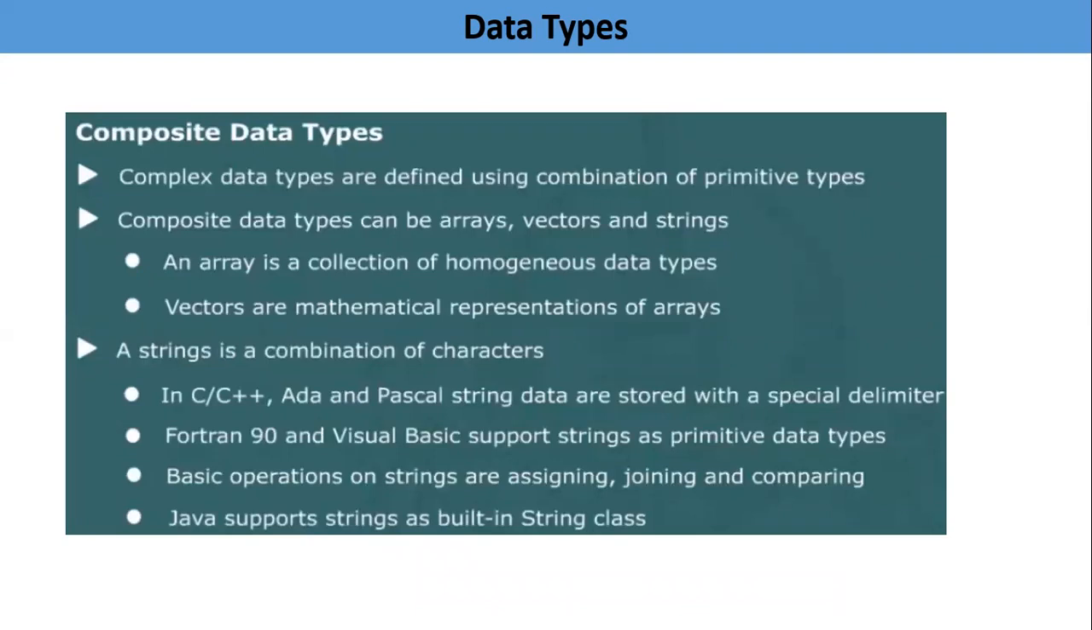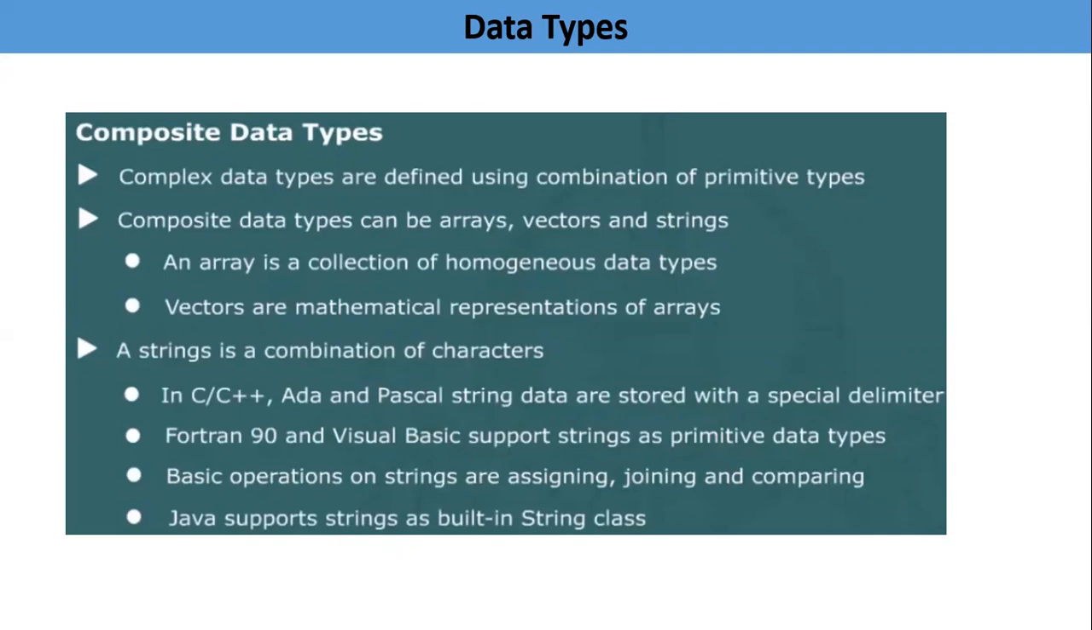Composite data types. Complex data types are defined using the combination of primitive data types. Composite data types can be arrays, vectors, or strings. An array is a collection of homogeneous data types. Vectors are mathematical representations of arrays. String is a combination of characters.